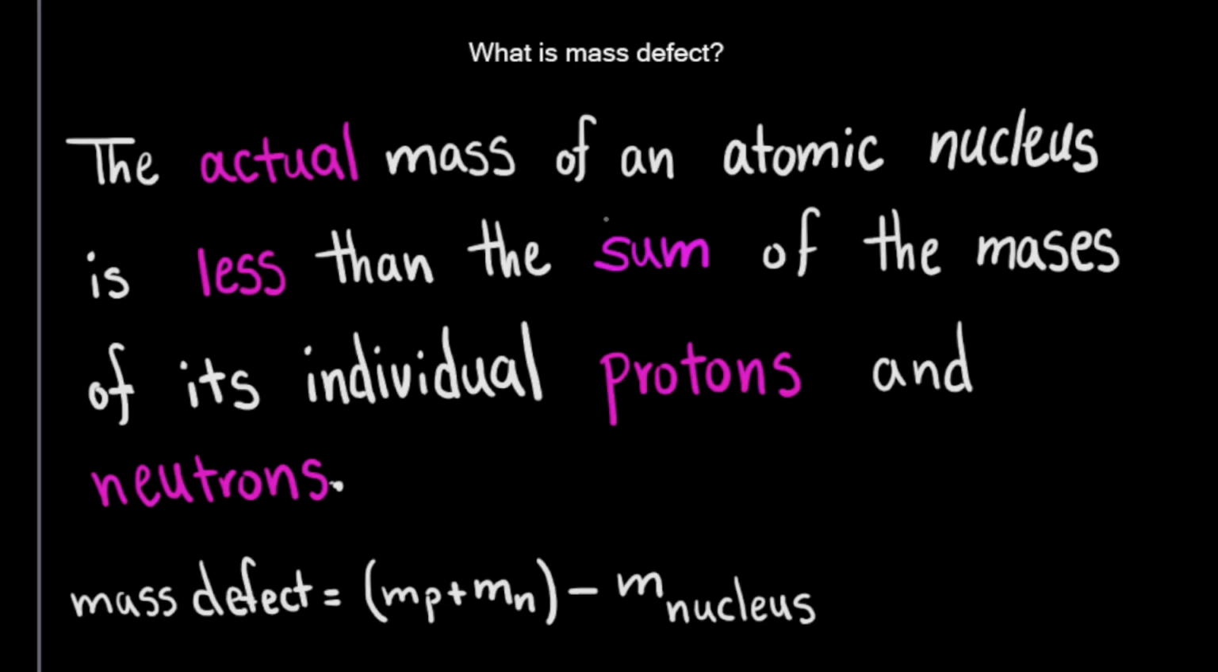So the mass defect is shown by this formula at the bottom. The mass defect is equal to the mass of the protons plus the mass of the neutrons, these are free nucleons, minus the mass of the actual nucleus.